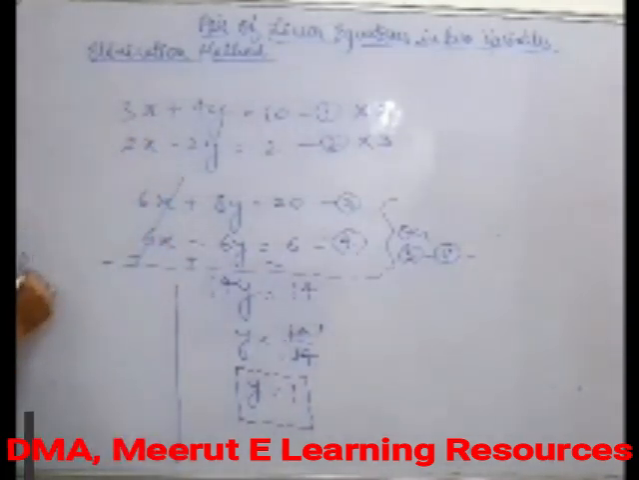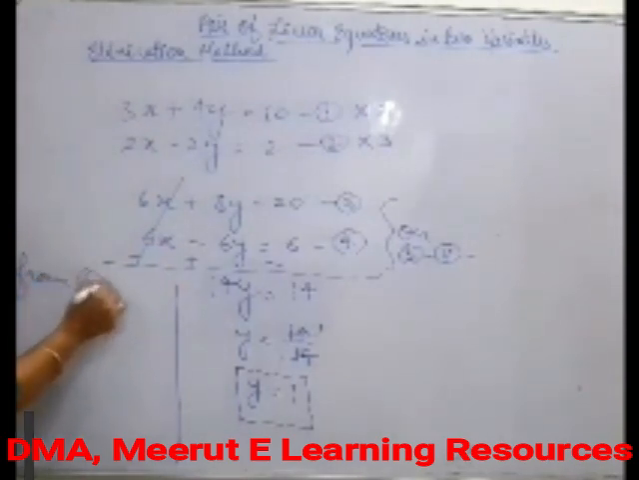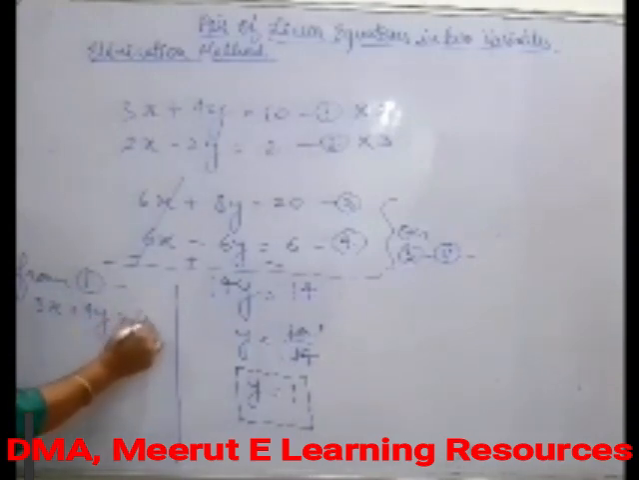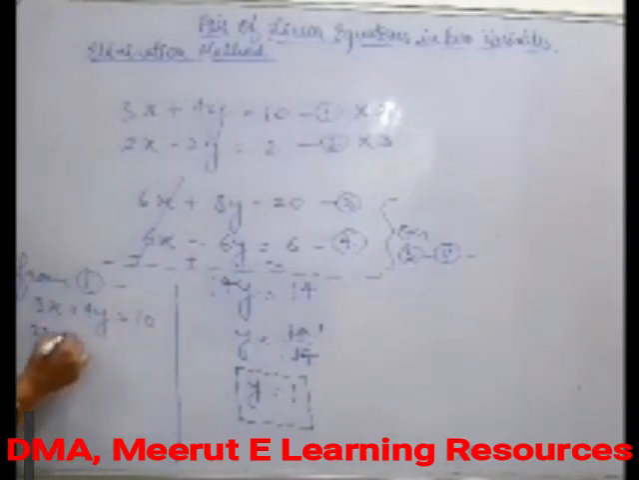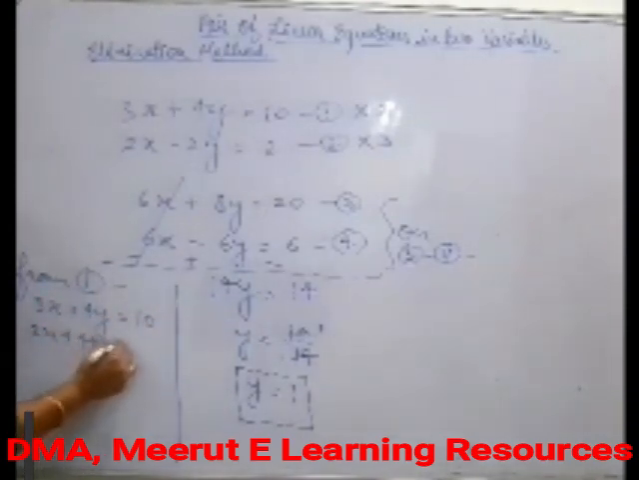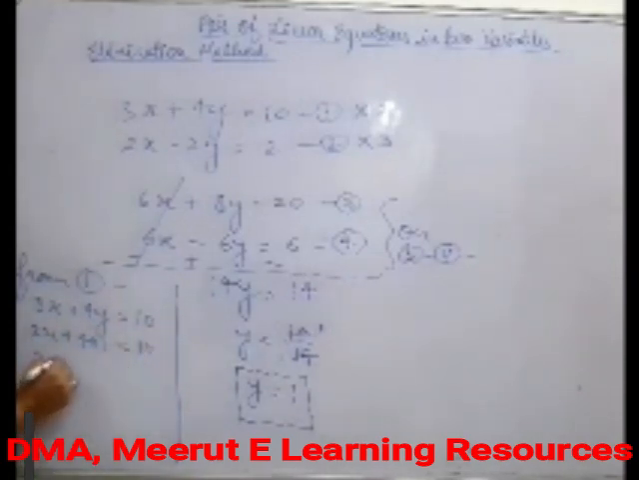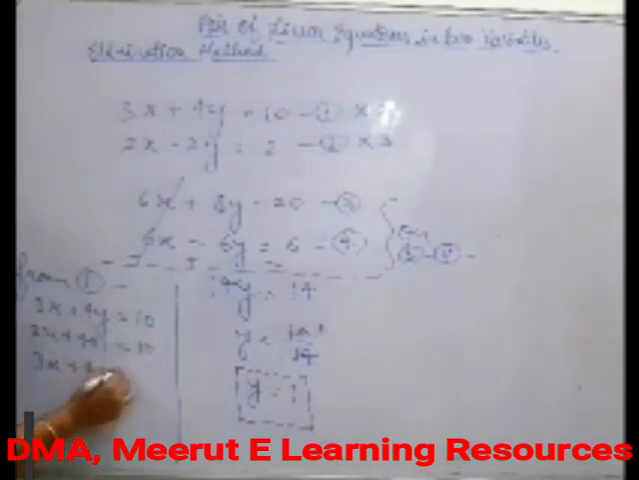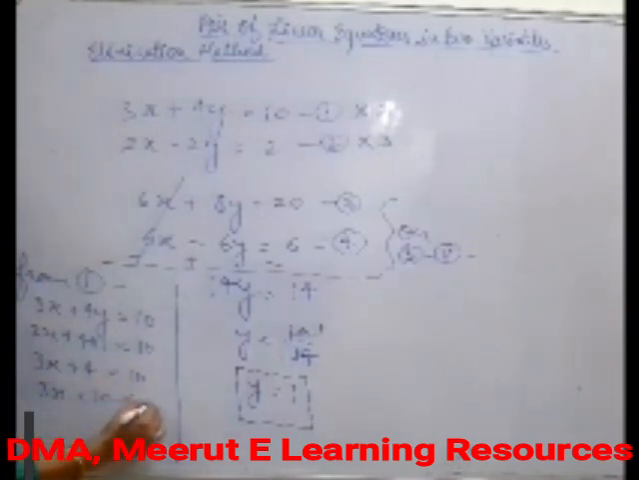So from equation 1 I am taking 3x plus 4y equals 10. I will put the value of y as 1. 3x plus 4 into 1 equals 10. 3x plus 4 equals 10. 3x equals 10 minus 4, that is 6. x equals 6 upon 3. 3 2s are 6. So x equals 2.